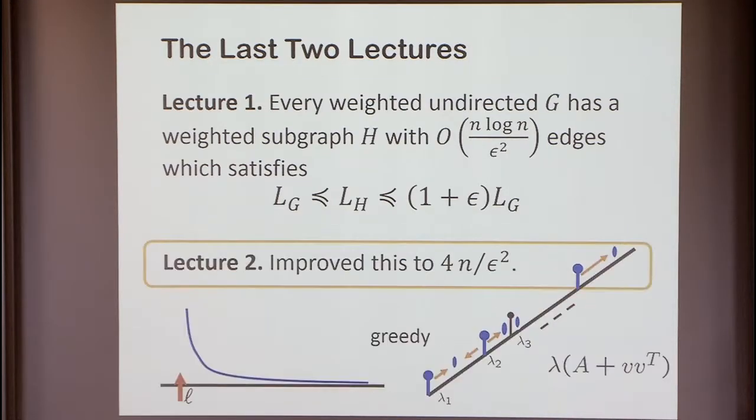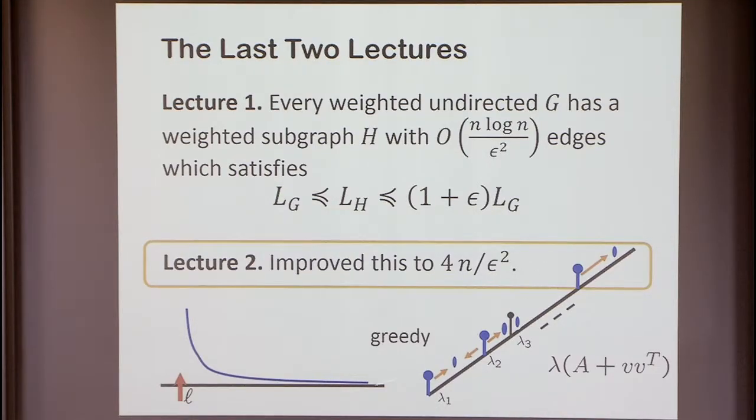But it was not clear that this was optimal because of this log factor. So in the second lecture, I showed you how to improve this bound to 4n over epsilon squared, so you get rid of the log n. This is by a deterministic greedy algorithm based on adding one edge at a time, which corresponds to rank 1 updates of these matrices.